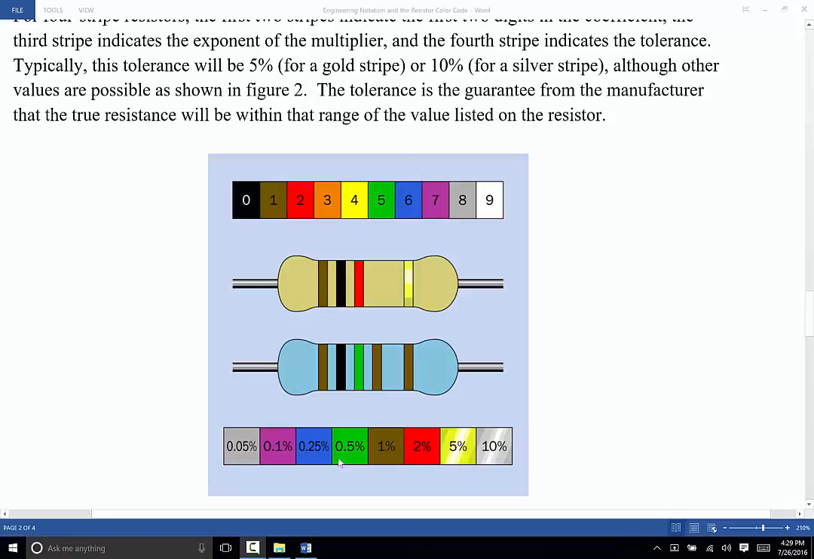Now, for the rest of these, honestly, if I saw a resistor that had any of these stripes other than gold and silver, I would have to look it up. I don't have any of the other tolerances memorized other than the 5% for gold and the 10% for silver.